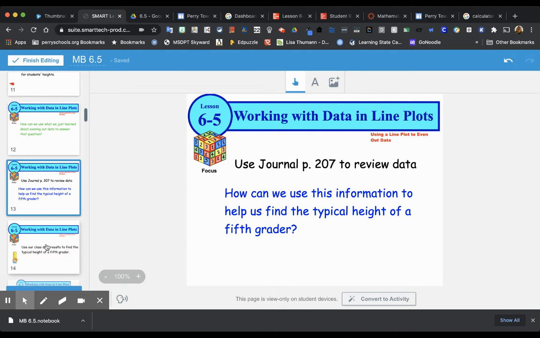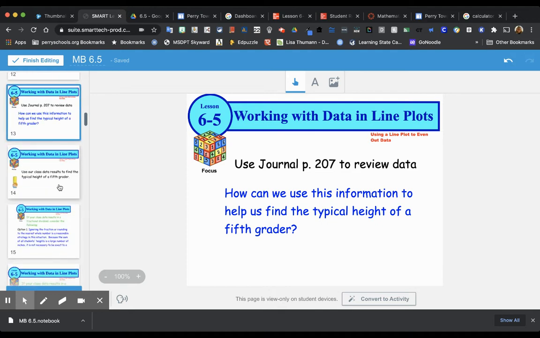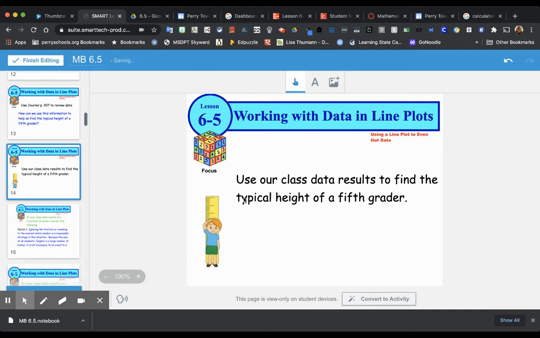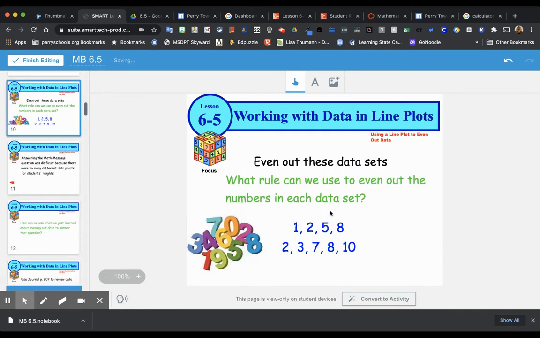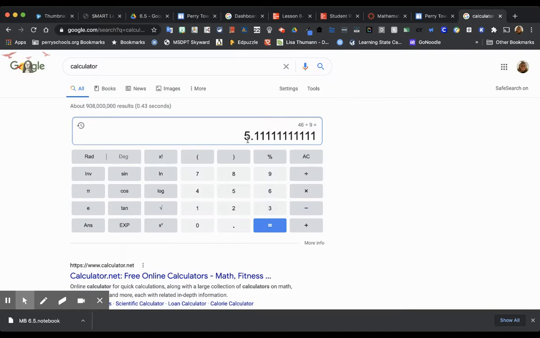How can we use the information on 207 to review data? Well, if we're using class data as results, we would be able to find the typical height. What we could do there is, if our class data results in a fractional dividend, we could consider the following. We could either ignore the fraction, or we could use that fraction to round up. So just like this one here, where we came to the answer of 5.1, we could report it as a fraction, or we could use it to decide, okay, what could we round to the nearest whole number? So this one we would round to 5, because that 1 is just repeating. So it tells us that we're closer to 5 than we are to 6 or even 5.5.